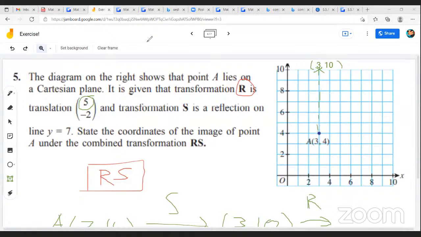Okay, so once we're here, we already reflected the A to up there, which is (3, 10). So now we do transformation R, which goes 5 units to the right. 1, 2, 3, 4, 5. It goes here. And then -2. 1, 2. It goes down 2 because it's negative. So now we go over here. So what's the final coordinates, Hari? (8, 8). Yes, that's correct. Thank you, Hari. So the final one is (8, 8).